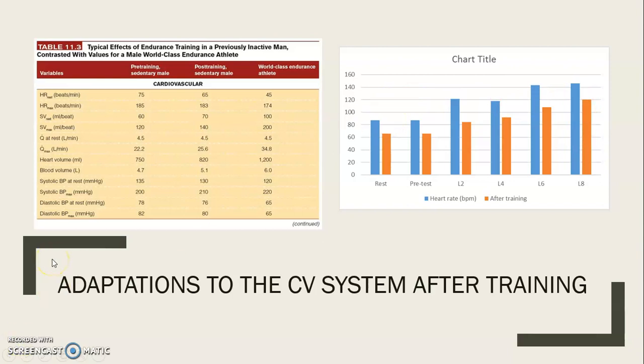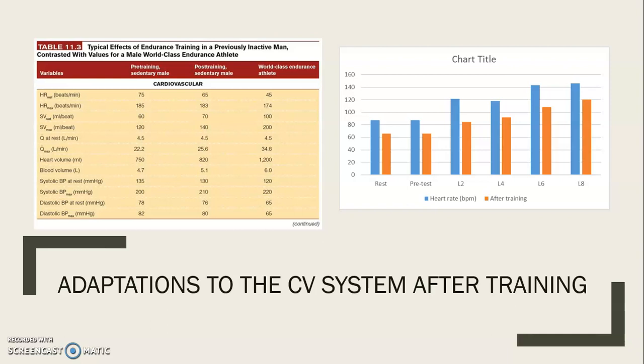In addition, someone who is trained better will have a higher heart rate range. This is the difference between your resting heart rate and your maximal heart rate. For example, comparing two 20-year-olds where one is trained and one is untrained, both will have a maximum heart rate of 200 beats per minute.